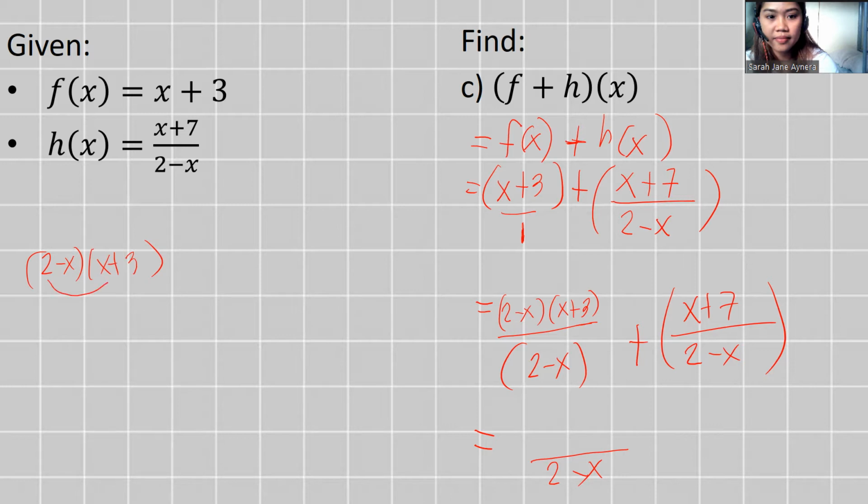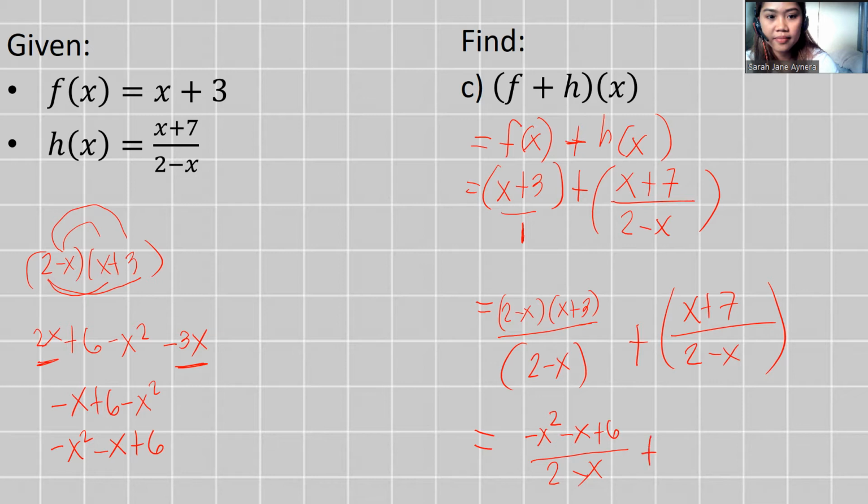FOIL method: 2 times x, 2x; 2 times 3, 6, so plus 6; negative x times x, negative x squared; negative x times 3, negative 3x. Combine similar terms, we have 2x minus 3x, that is negative x. Copy plus 6 minus x squared. Let us rearrange. Let us put first the negative x squared minus x plus 6. So this will become negative x squared minus x plus 6 plus x plus 7 over 2 minus x.